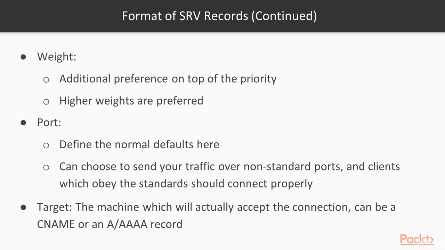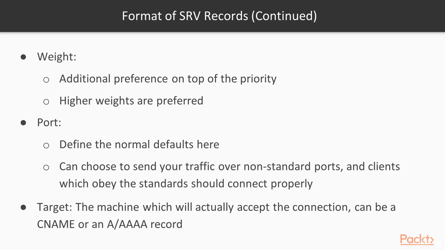Priority. If you have multiple servers serving a domain, then you can choose to put them at the same priority or a different priority, depending on if they're used for a failover or live load splitting. This works like it would in an MX record. Lower priorities are preferred. Weight. An additional preference on top of the priority. Higher weights are preferred.